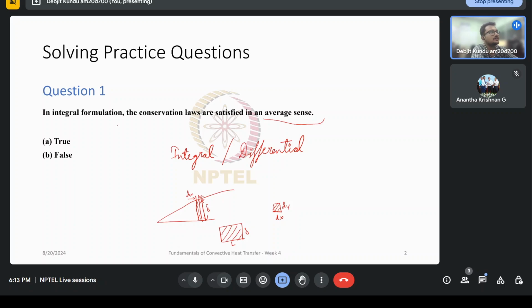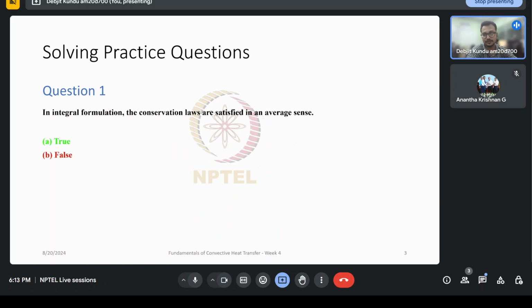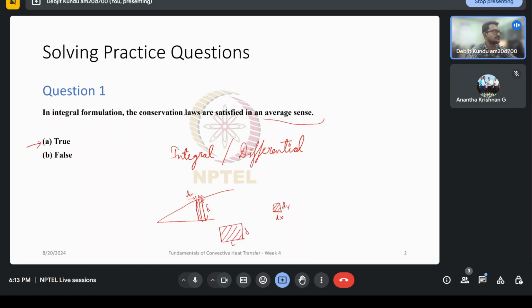Okay, so we have one answer in favor of statement A, that is true. Let's have a look at the solution. It is indeed true. So we discussed this in the previous slide here. This is the case of a differential formulation, and these are examples of integral formulation.